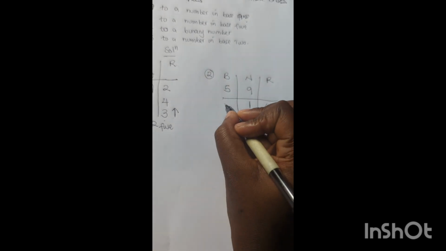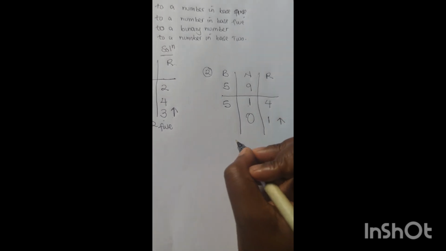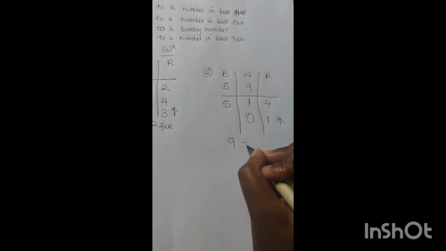5 into 9, you say 5 into 9 goes 1, remainder 4. Then again 5 into 1, it can't, right? So what do you write? 0. Then this one, you bring it this side. That's all. Then you read these values upwards. So 9 in base 10 equals 14 in base 5.